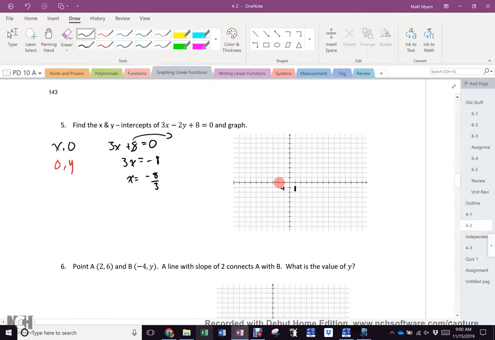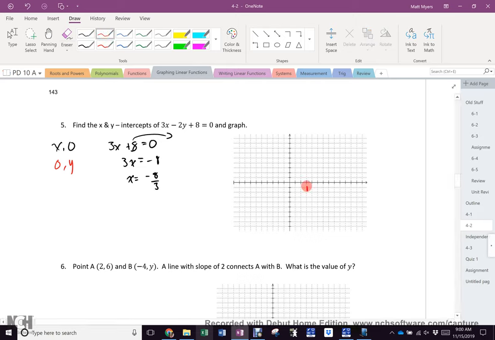2 and 2 thirds. So negative 1, negative 2, negative 3. Am I at negative 3? Not quite. I'm at negative 2 and 2 thirds, which would be right there. Why is that barfy? It's not on a cardinal point, right? So what? My other option is I could do this.